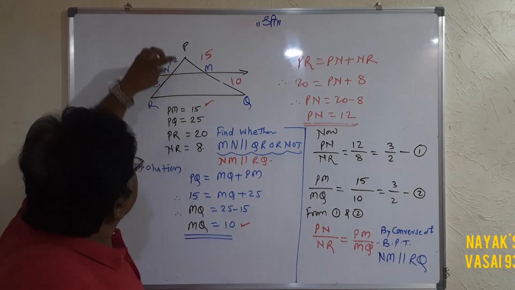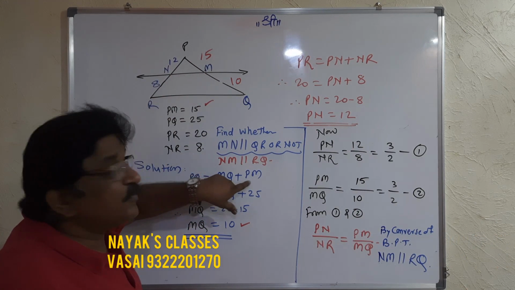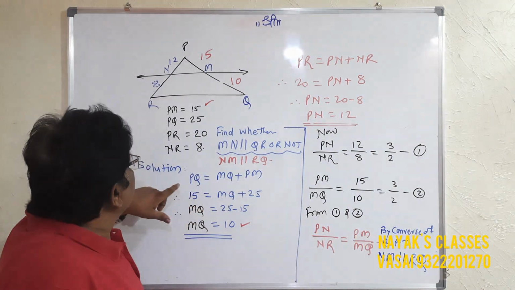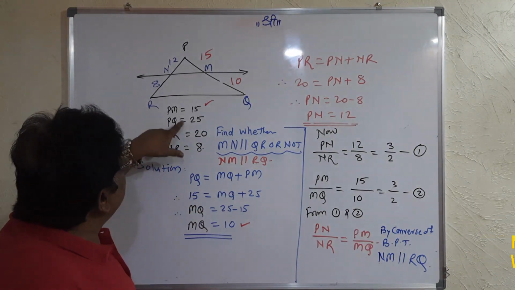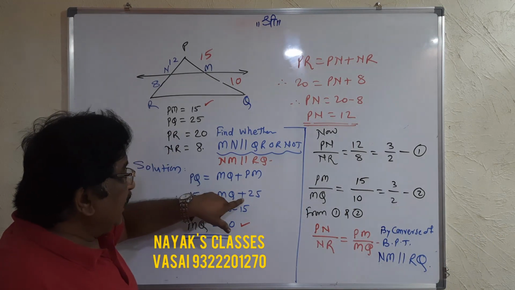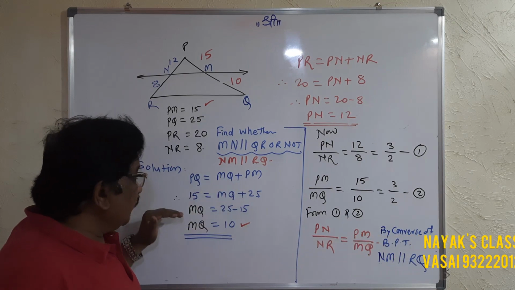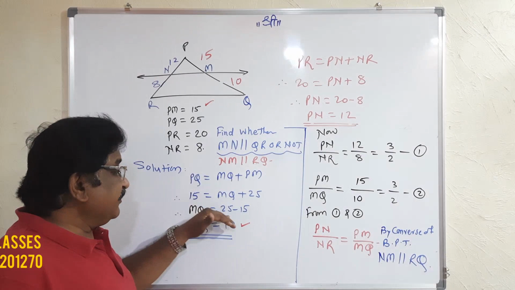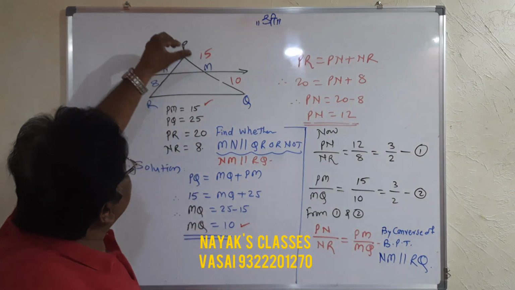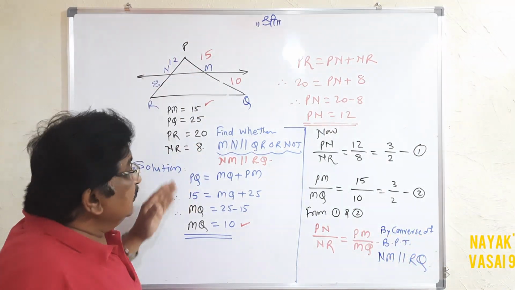So see, what is PQ? PQ means MQ plus PM, segment addition property. PQ is given 15, MQ is unknown, and plus 25, that is PM. So what is MQ then? 25 minus 15, and MQ is equal to 10. We got MQ 10, PM 15.